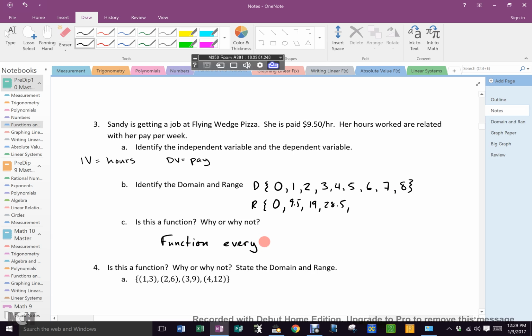Right. Every input equals 1 output. Because as Elma says, the only way I can earn $28.50 is by working 3 hours. If I go over 3 hours, I earn more than $28.50. If I go under 3 hours, I earn less than $28.50. Got it? Okay. What about the next one?